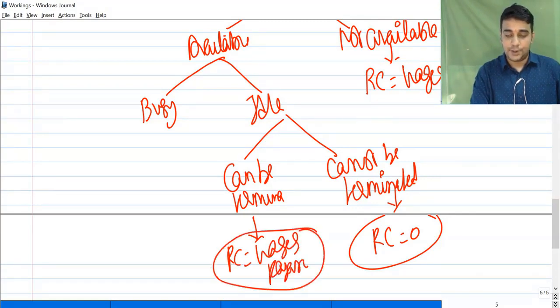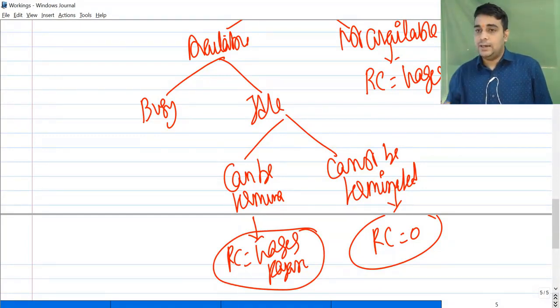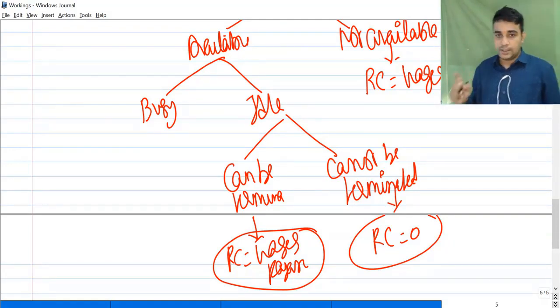Now understand the scenario. In a yes scenario, what will happen is you will take up the project, tell the employee to work, pay salaries. In a no scenario, you will not take up the project, terminate the employee, and don't pay salary.